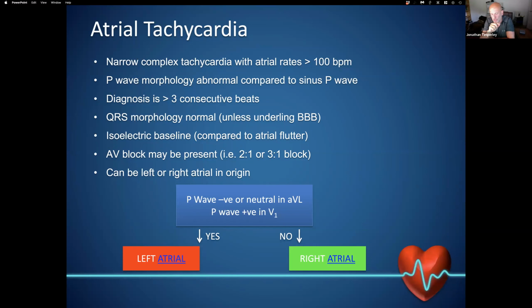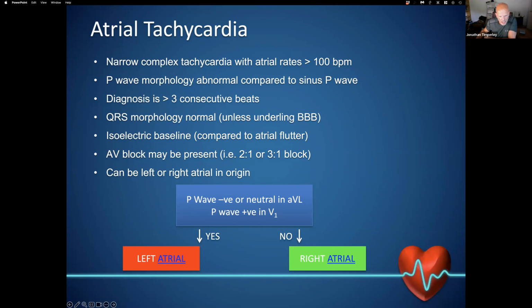And we expect to have an isoelectric baseline, compared to that we see with an atrial flutter. With a true atrial flutter, be that left atrial or right atrial, we do expect that there will no longer be an isoelectric line, whereas with atrial tachycardia, we expect an isoelectric line with an atrial tachy P wave morphology that occurs intermittently. They tend to be quite quick, so we often get 2-to-1, 3-to-1 heart block, and as I say, they can occur in both the left and the right atrium.